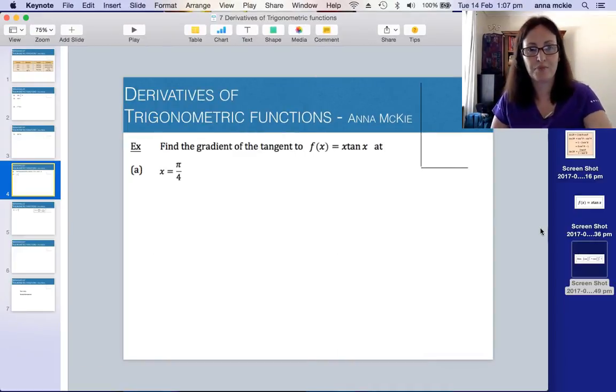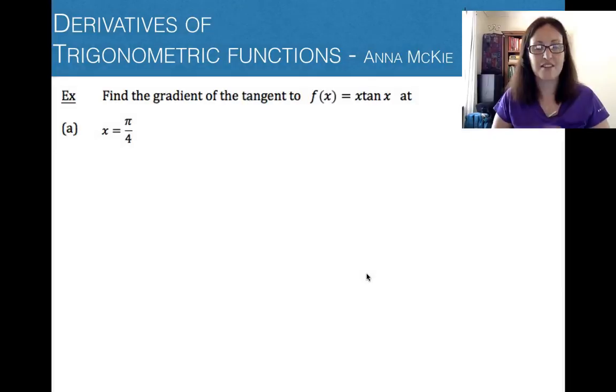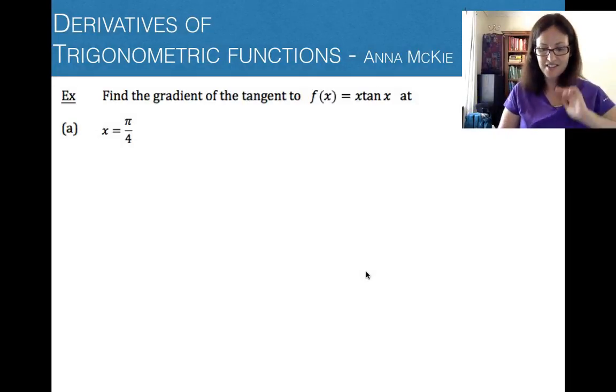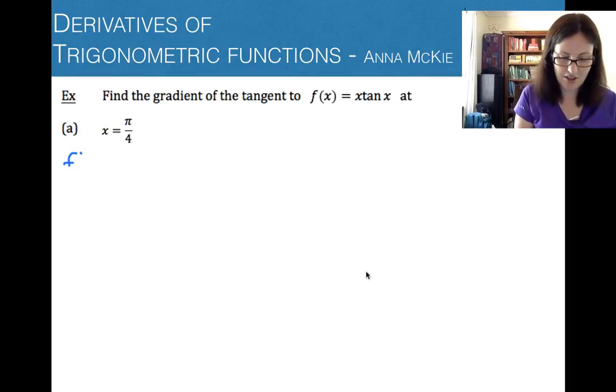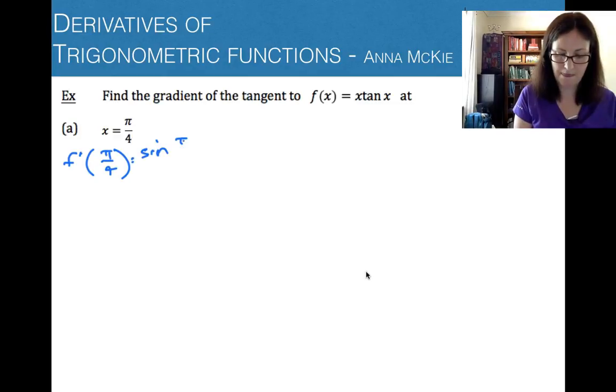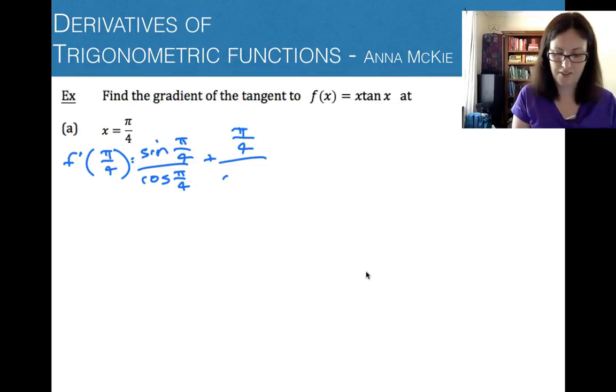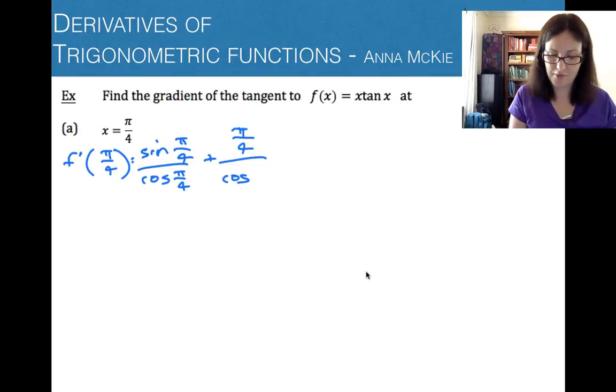Going back. Now, it's cleared my screen, but that's fine. I needed the space to write. So going back to f dash x of pi on 4, quickly writing that out. Pi on 4 cos pi on 4 plus, where am I? Pi on 4 cos. So remembering this again, this is pi on 4 all squared.